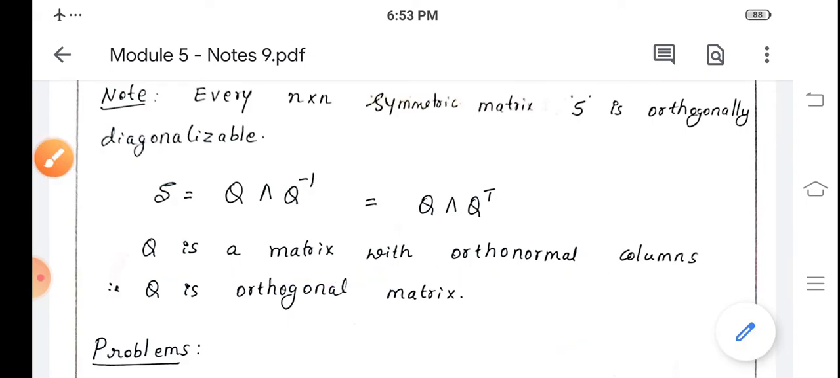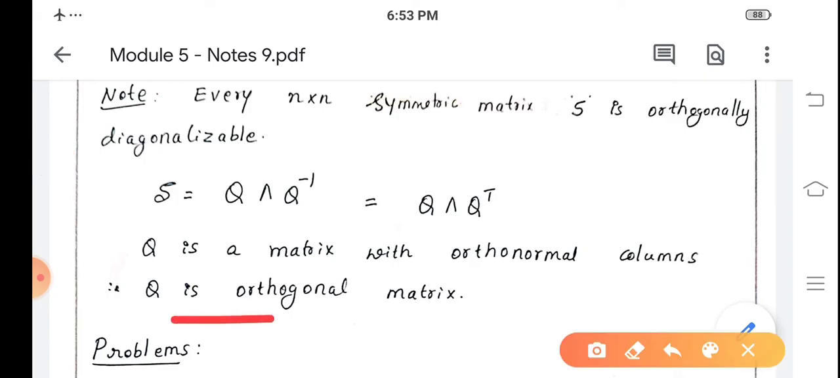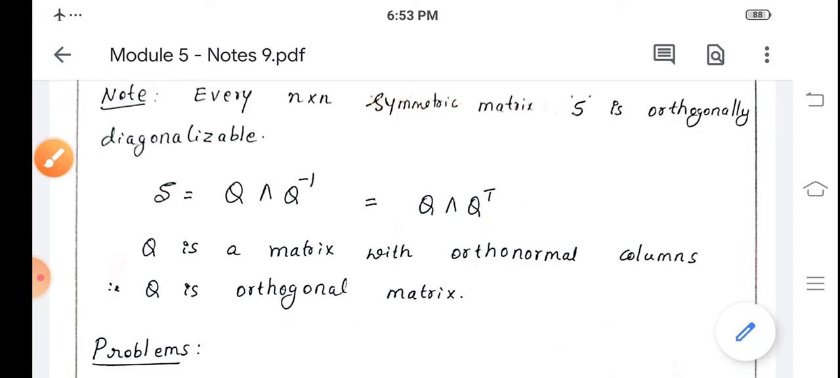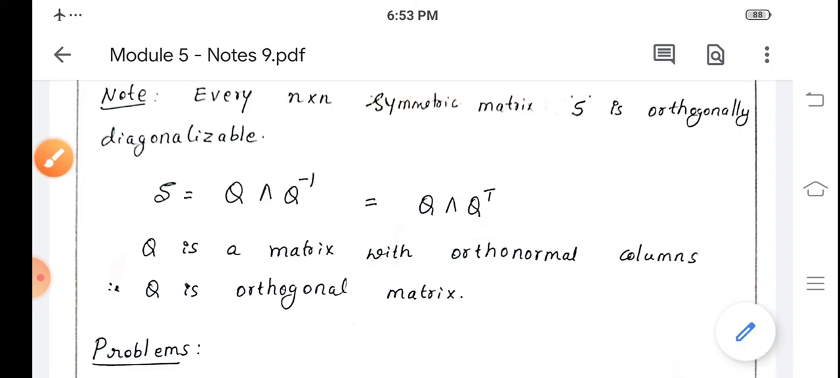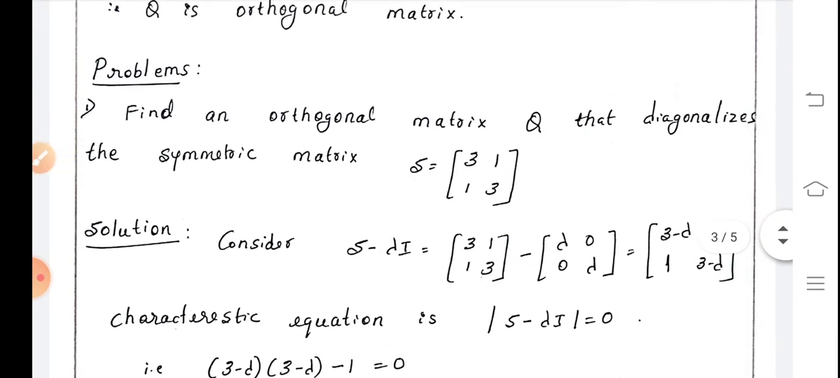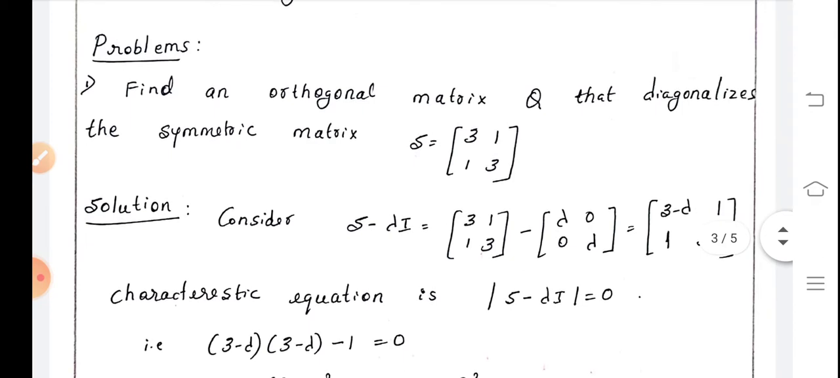Q is a matrix with orthonormal columns. If Q is a matrix with orthonormal columns, then Q is an orthogonal matrix. Suppose Q is an orthogonal matrix, we take Q inverse. Q inverse is equal to Q transpose, since Q is orthogonal. So we write the symmetric matrix S equal to Q capital lambda Q inverse, that is Q capital lambda Q transpose. To understand this concept, let us work out one problem to find the orthogonal matrix that diagonalizes the given symmetric matrix.